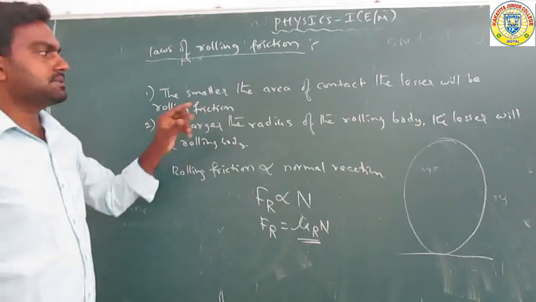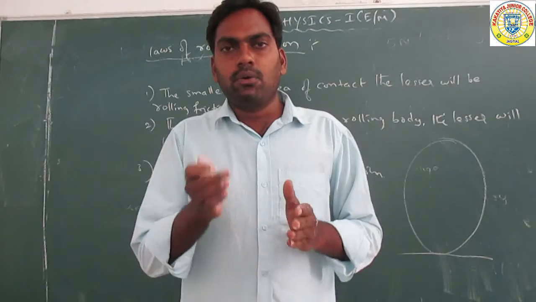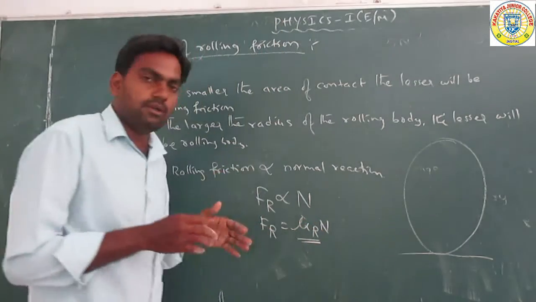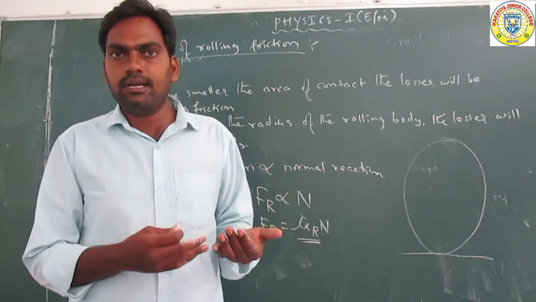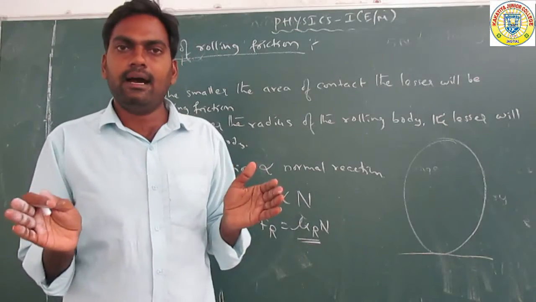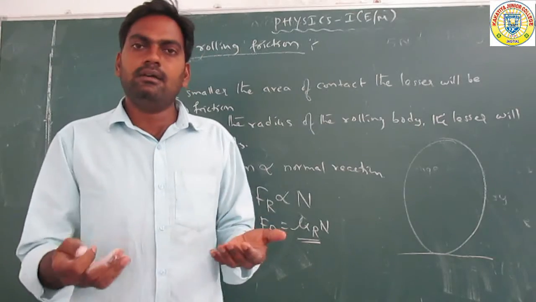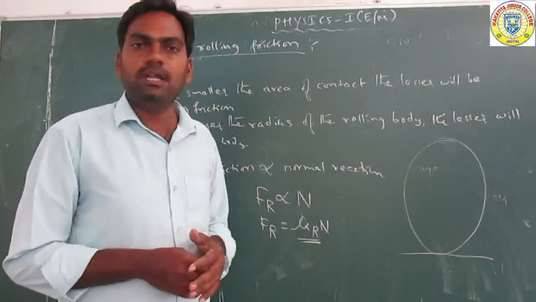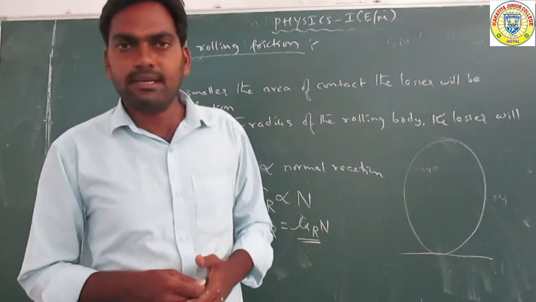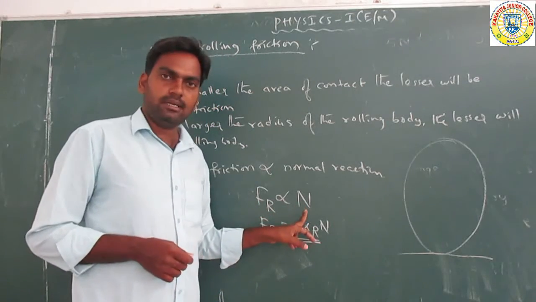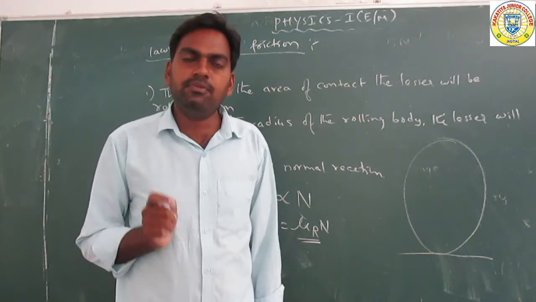So the first law is a smaller area of contact, giving less rolling friction. The second is a larger radius, where contact is also very less, so the rolling friction is lesser. Another law: rolling friction is directly proportional to the normal reaction, so Fr equals mu r into N, where mu r is the coefficient of rolling friction.